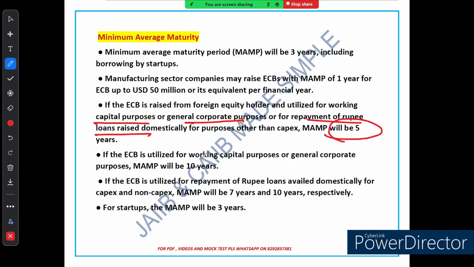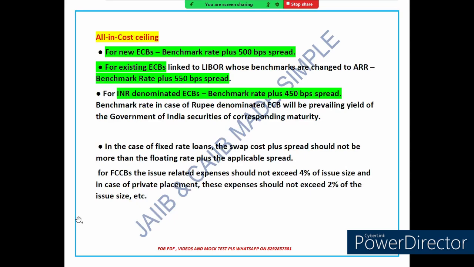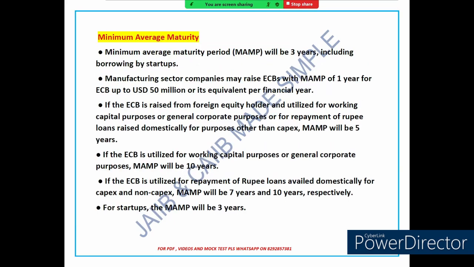If the ECB is utilized for working capital purposes or general corporate purposes, then MAMP will be 10 years. But in this case, remember, it is not taken from a foreign equity holder. And if the ECB is utilized for repayment of rupee loan availed domestically, for capex and non-capex, it will be 7 and 10 years. It is not from a foreign equity holder, remember. And for a startup, it will be 3 years. So we have seen this MAMP.